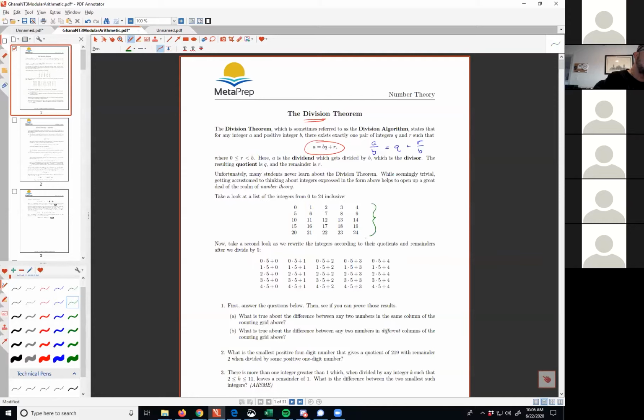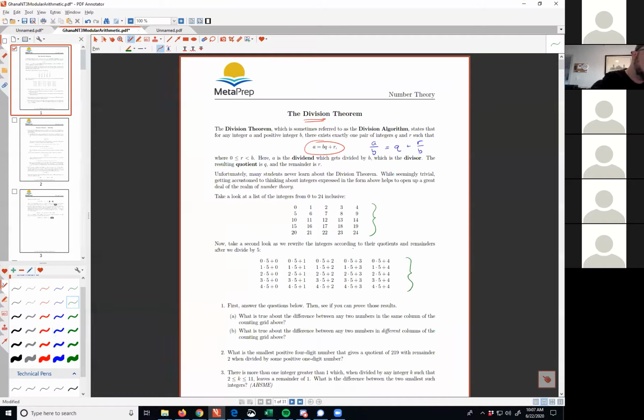So we take all of these integers right here, 0 through 24, and we put them in a 5 by 5 grid. Each one of them is a multiple of 5 plus a remainder. So let's ask some questions. What is true about the difference between any two numbers in the same column of this grid? The differences are multiples of 5. Any two numbers, so we won't just say two consecutive, but the difference between any two numbers.